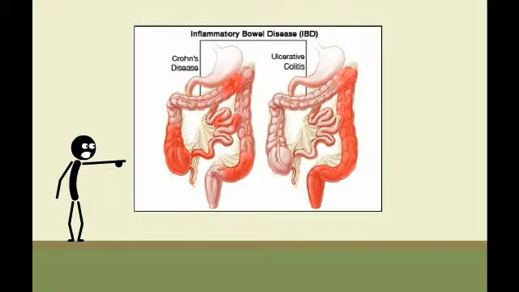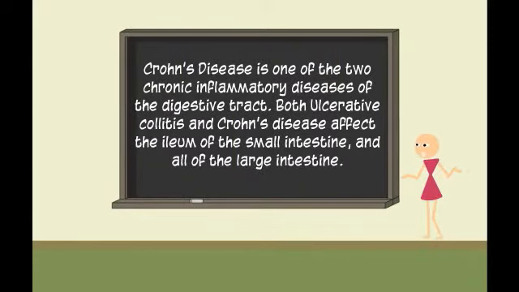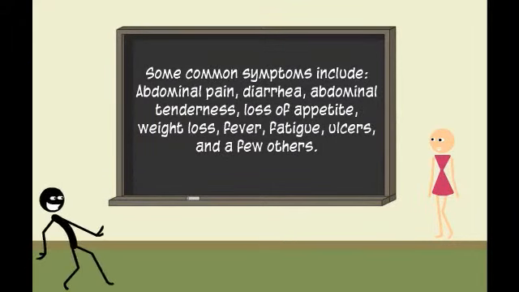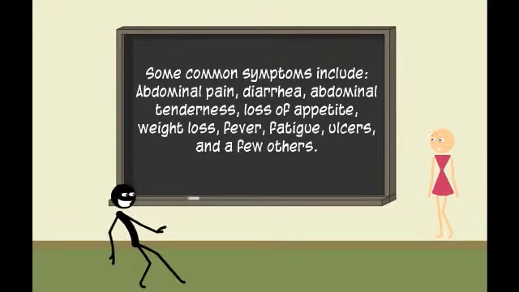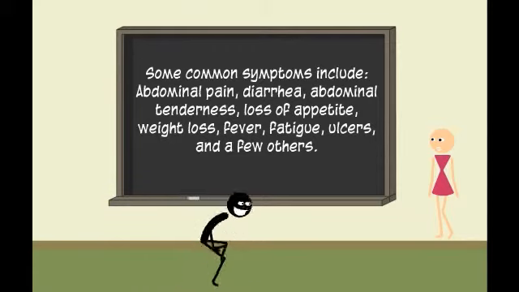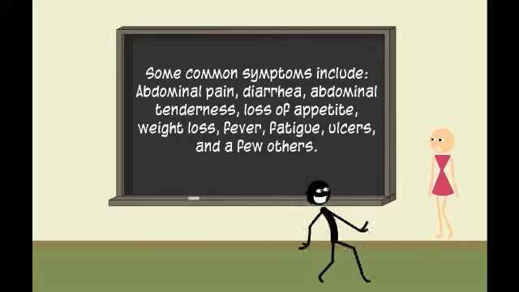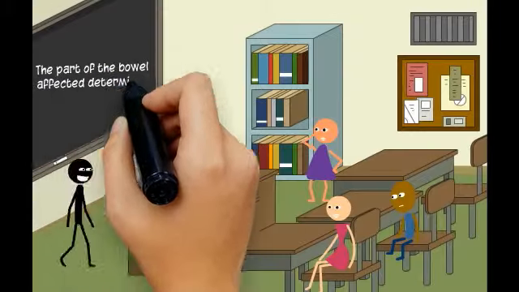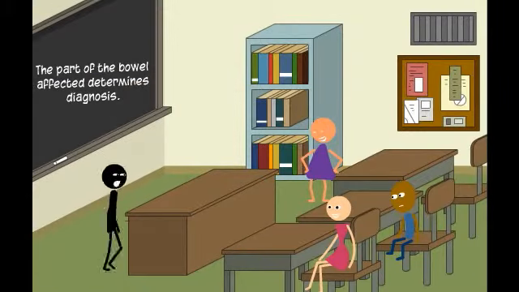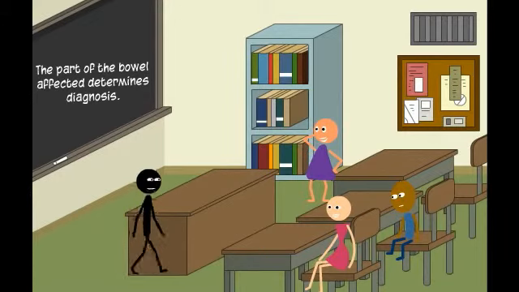Ulcerative colitis is limited to the colon, also called the large intestine. Crohn's disease is one of the two chronic inflammatory diseases of the digestive tract. Although both affect the GI tract, the areas affected differ. These two illnesses share some of the same symptoms. Symptoms include but are not limited to tenderness, constipation, weight loss, fatigue, ulcers, and rectal bleeding. A colonoscopy confirms which disease a patient suffers from, and determines the treatment plan.